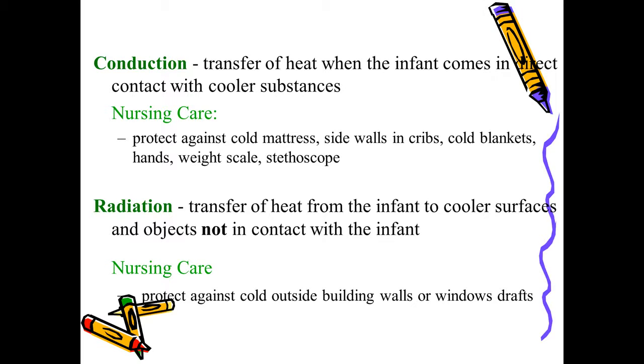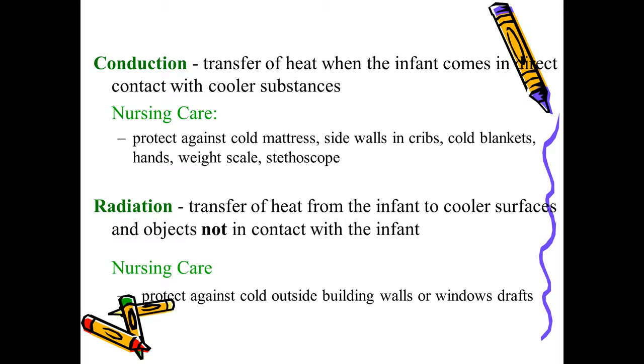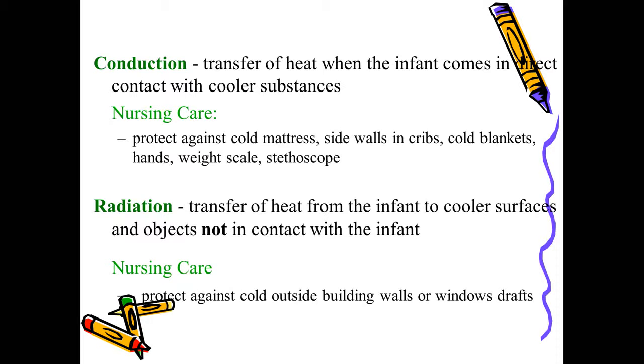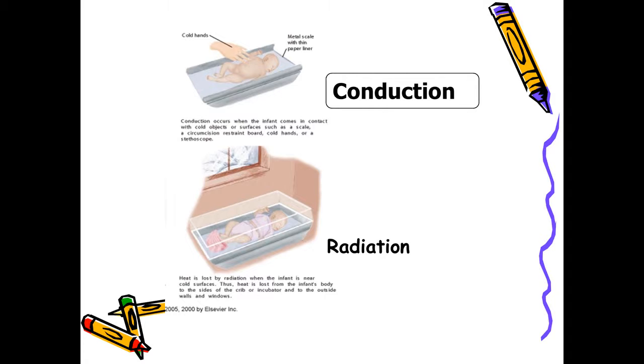Radiation is defined as the transfer of heat from the infant to a cooler surface or object, even though the infant does not come in direct contact with them. And the nursing strategy to prevent this is to protect them from outside walls or from window drafts. And once again, door drafts are also the same. These are two illustrations showing conduction and radiation.